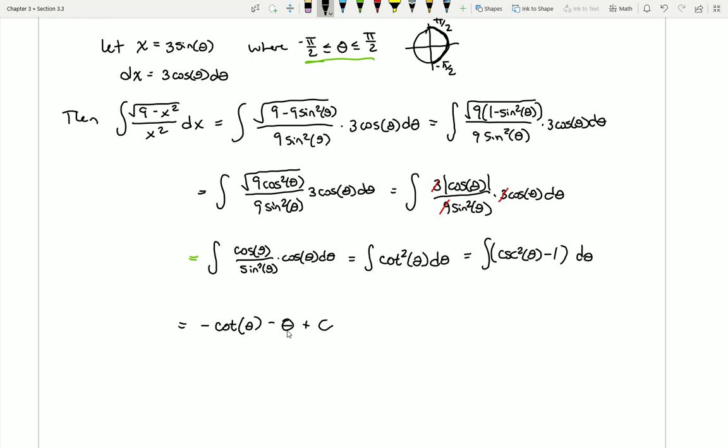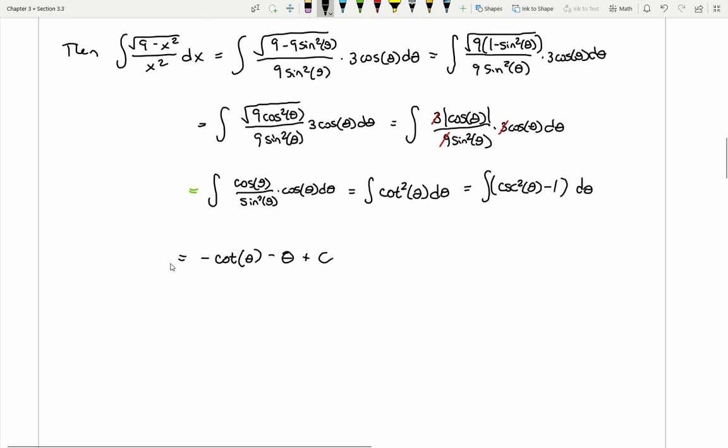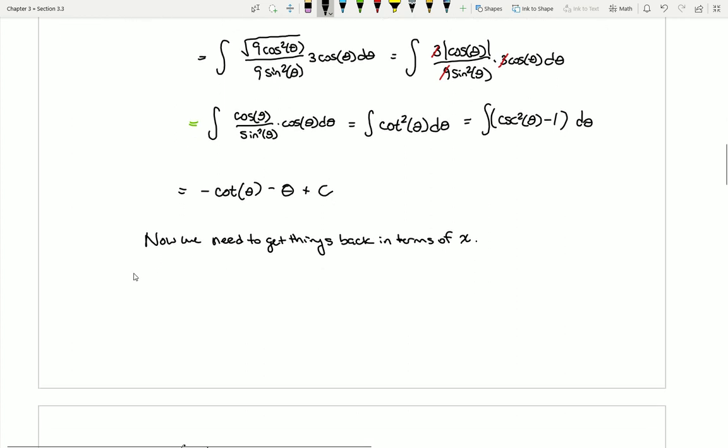Well, here's where things can get a little bit confusing. Let me at least write down that now we need to get things back in terms of x. So here's how I'm going to do that. I'm going to go back to my original substitution, which was 3 times the sine of theta, and I'm going to notice a couple things. First off, that would imply that x divided by 3 is equal to the sine of theta, and here's where I have to be very careful.